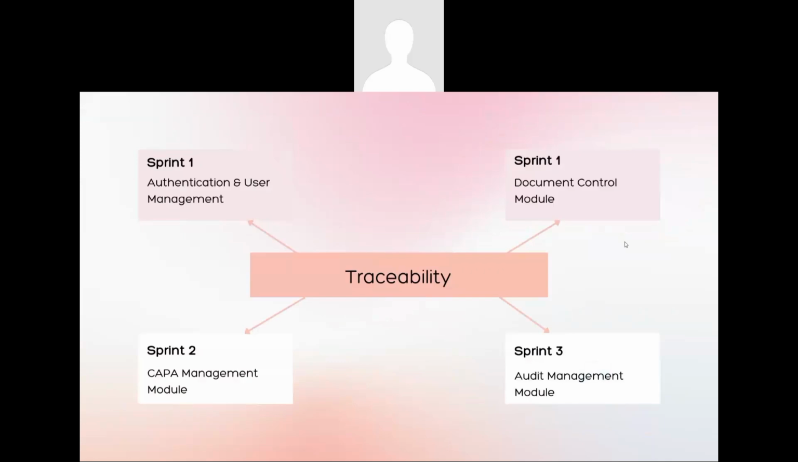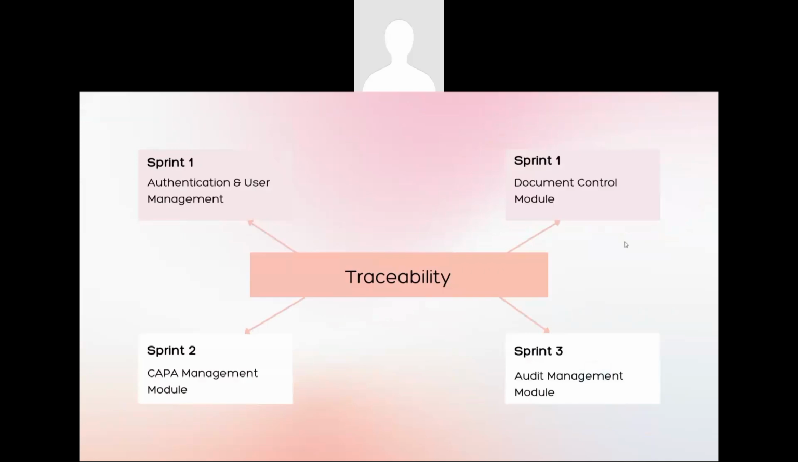Lastly, traceability. For traceability, we have three sprints. Sprint 1 talks about core system setup and document control. Sprint 1 focuses on establishing the foundational components of QMS Flow. This sprint includes the development of the authentication and user management subsystem, which ensures secure login and role-based access for admins, quality managers, and employees.